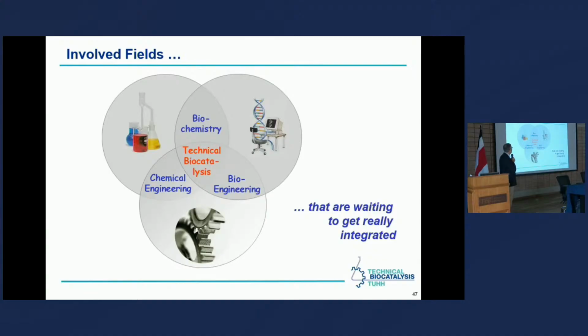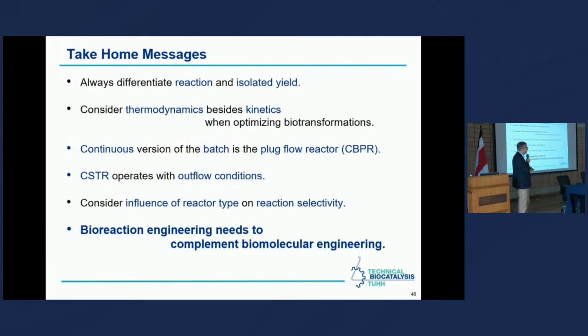And therefore, chemistry, biology, and engineering need to interact to come to a final solution. And my take-home message for you is always differentiate reaction yield and isolated yield, what we had in the beginning. Consider thermodynamics beside kinetics when optimizing. Think about the esterification reaction, the skincare cream production. The continuous version of the batch is a plug flow reactor, not the continuous stirred tank reactor, what most assume in the first place. The CSTR operates under outflow conditions.